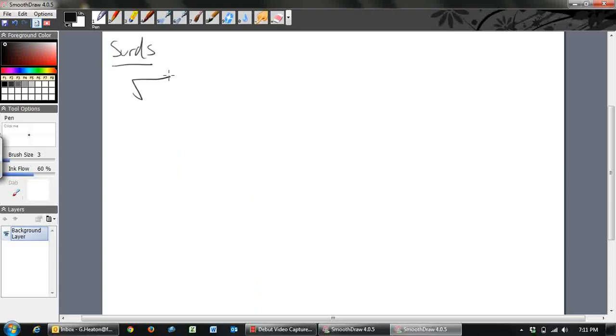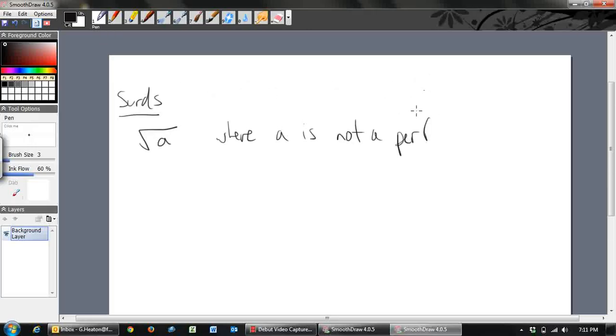So what are surds? Well, surds are just square roots of things, so I'll just say A. The square root of a number where A is not a perfect square.